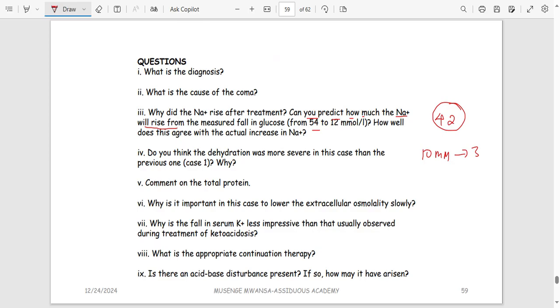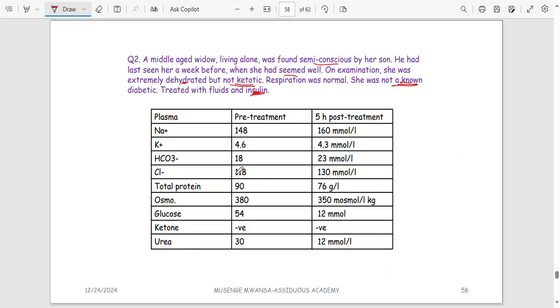So because when you treat, the ECF volume is increasing. What is going to happen is that there is going to be a decrease in hematocrit and total protein because the ECF volume has increased. Okay.